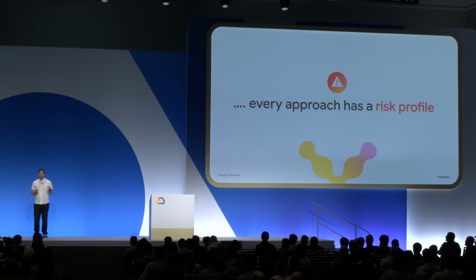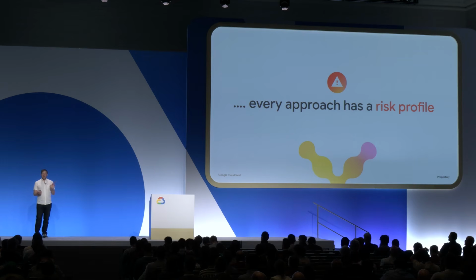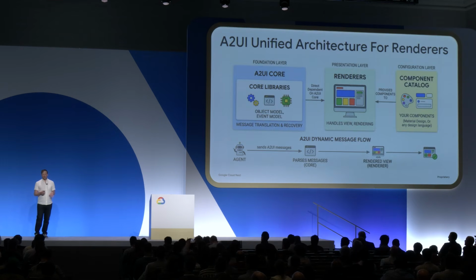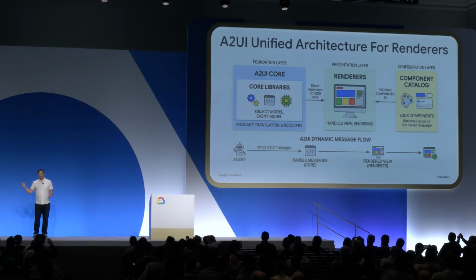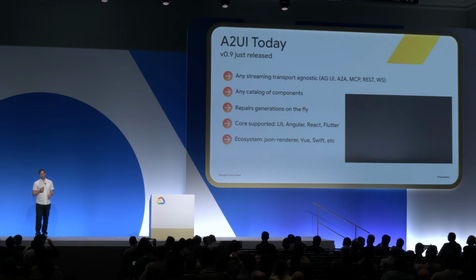In A2UI, there's a contract between the agent, or all of the agents in the background, and the client. The client is in charge of what components are available. There's lots and lots of other security concerns, but know that that was one of the main design principles in this. So what you get is a set of core libraries that handle a lot of the plumbing and the message passing for you, some renderers that we maintain. You're in charge of your client catalog and pass that in, and your agent sends the message across and it shows up for your user.